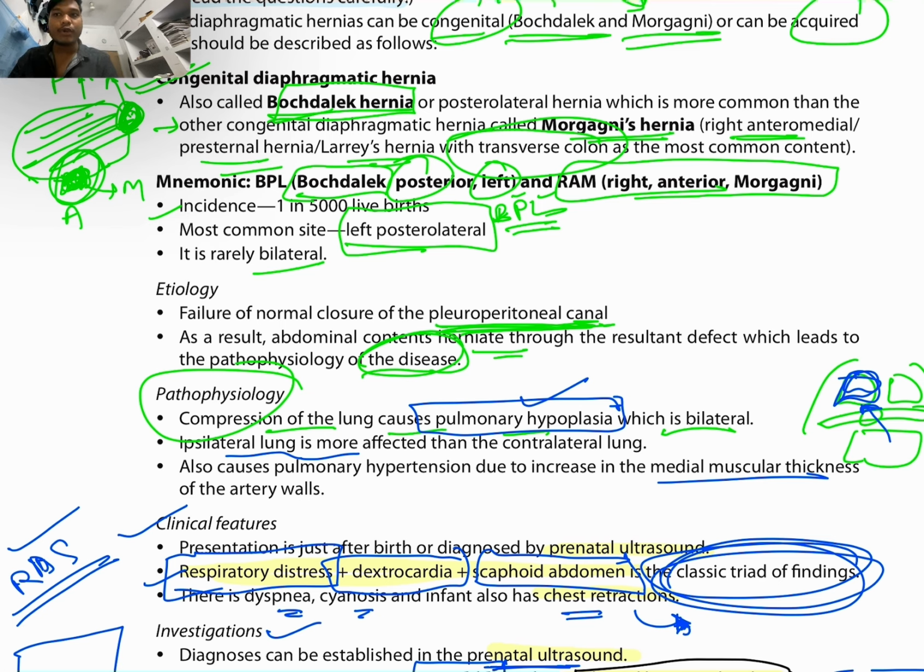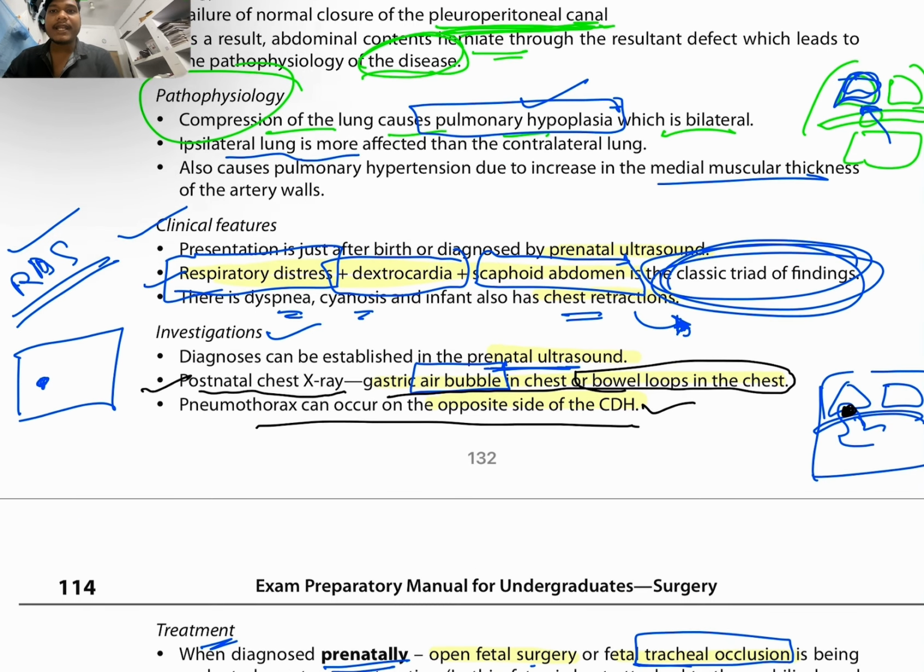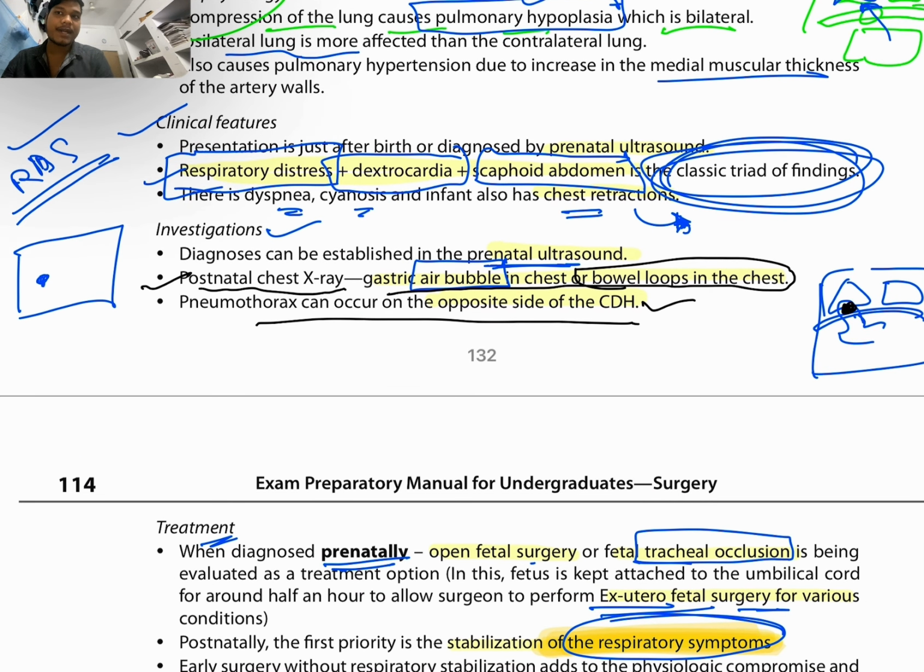left part. Etiology is due to the defective closure of the pleuroperitoneal canal, and in the pathophysiology pulmonary hypoplasia may be seen. After that, the clinical features, our mnemonic is RDS: respiratory distress, cardiac (dextrocardia), and scaphoid abdomen. For investigation, prenatal USG and chest X-ray, bowel loops to be seen, and pneumothorax.